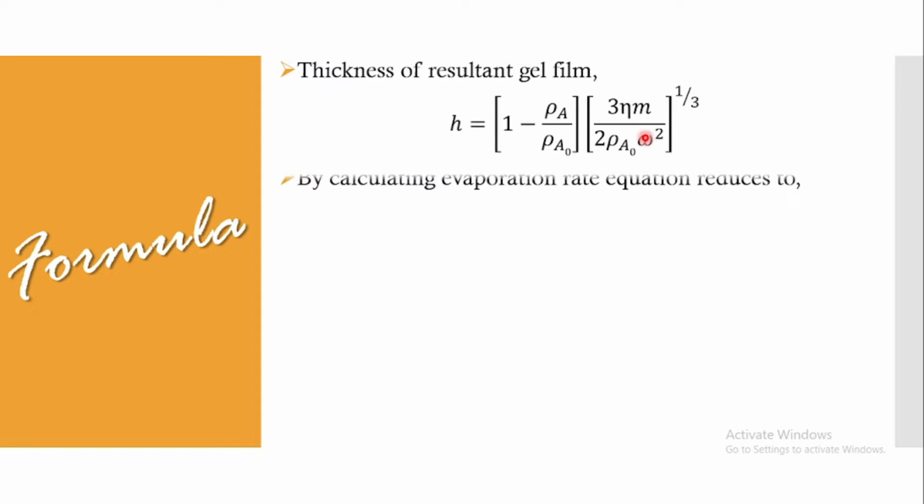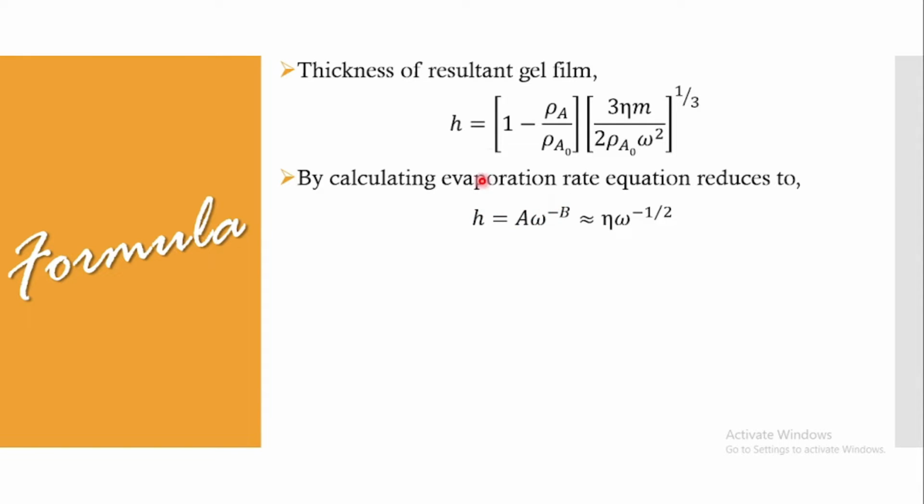And by calculating evaporation rate, that is through some experiments, we can simplify this above equation, and it is said that the equation reduces to h = A × ω^(-B). Here B is a constant which generally lies between 0.4 to 0.7, and that is observed experimentally.